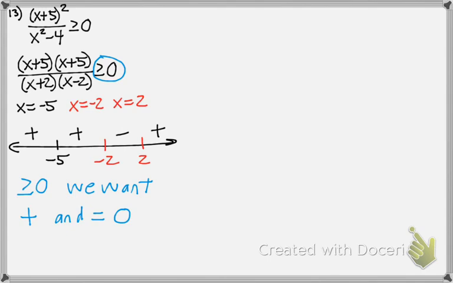So my first region would be the -∞ up to -5, and then I'm trying to draw a bracket there, -5 to -2, and then +2 to infinity.